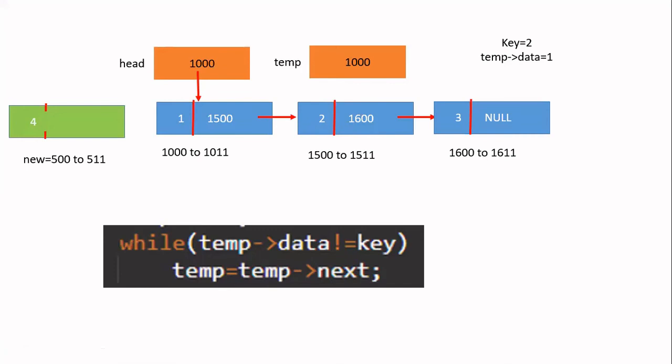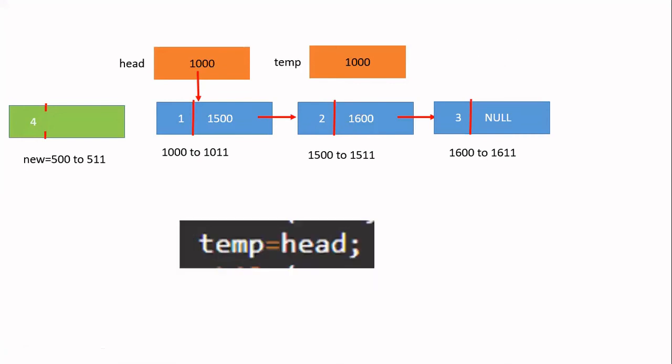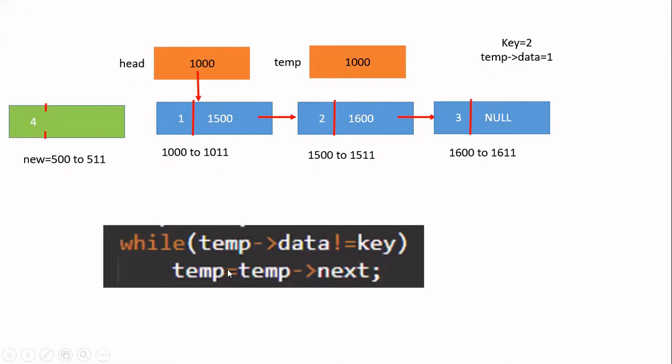There are 2 steps only. Try to understand the steps. The first step is whatever is head, you assign it to temp. The second step is you want to check for something. When you check, you will get some condition. That condition you write in the while loop. It will tell you when you want to stop the checking. Here I want to stop the checking when I got the node. Temp arrow data not equal to key means you have to continue. This is the condition.